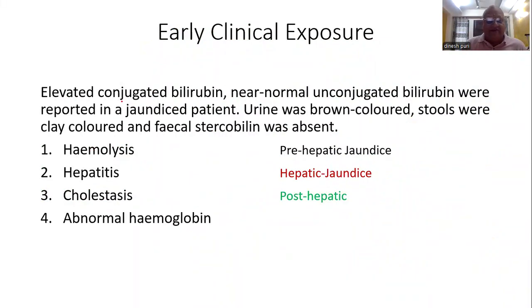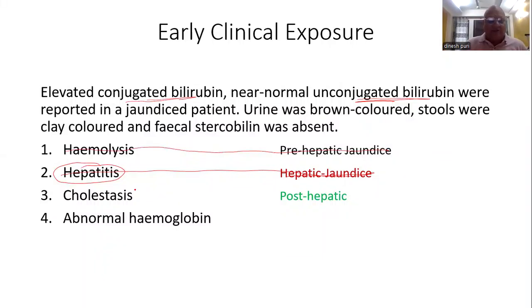But are we seeing it in our patient? No, we are not seeing. We are seeing that conjugated is elevated, but unconjugated bilirubin is not. If it were a case of hepatitis, then biphasic, both should have increased. So it is not a case of hepatitis. So we rule out the second option also, hepatitis leading to hepatic jaundice. We have already ruled out the first option, hemolysis, also called pre-hepatic jaundice.